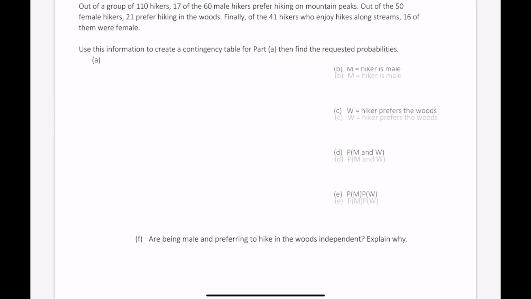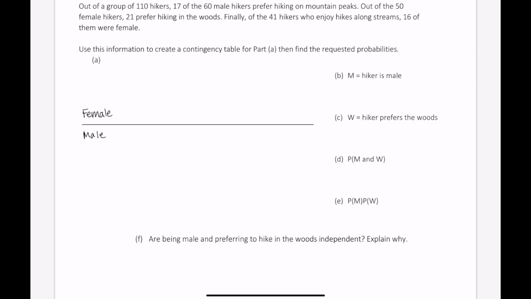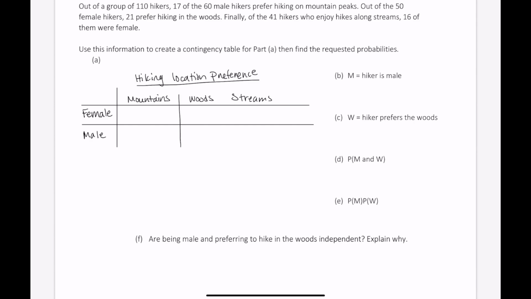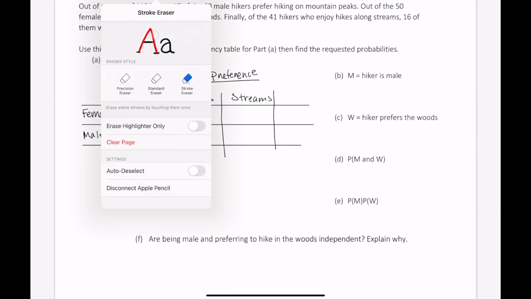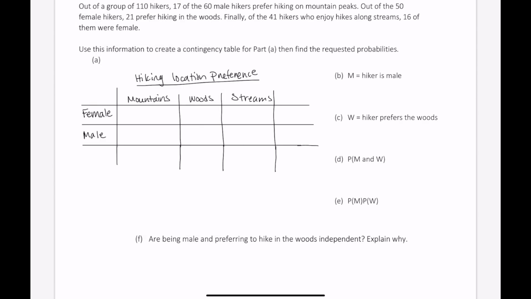probabilities below. Okay, so for part A, the contingency table, hikers here are identified as either being male or female. So I'll start with those as my two rows. Now I'm going to need 3 columns, as we're told that some hikers prefer hiking on mountain peaks, some in the woods, and some along streams. Okay, so here's the setup for my contingency table.